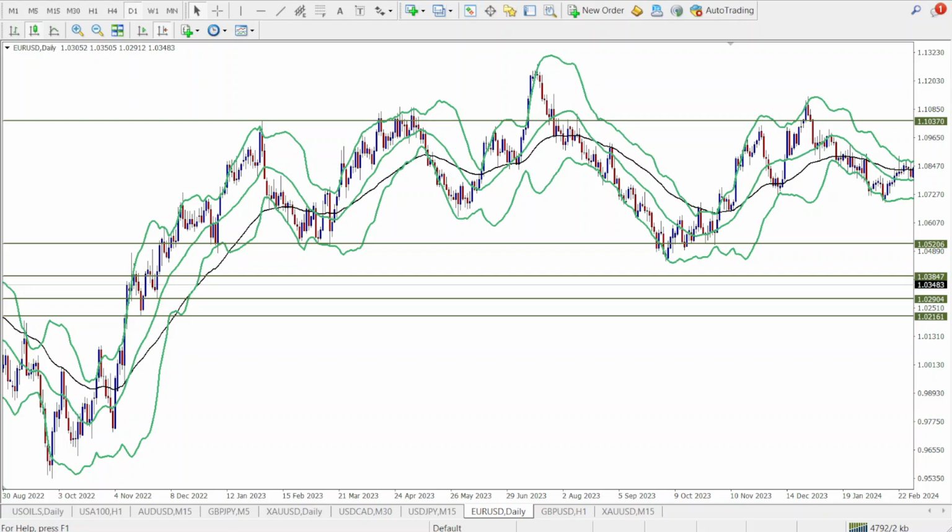So that wraps up our breakdown of the support and resistance trading strategy. These levels are incredibly powerful when used correctly, and now you have the knowledge to apply them in your own trading.